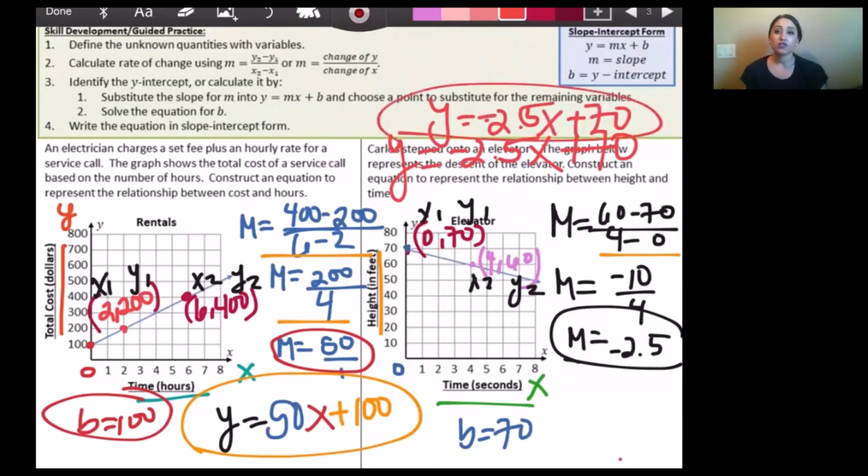All right, so it's there. I rewrote it a couple times so you guys can see. I want you to pause the video, double check your work, and then unpause it and continue watching the last set of problems.